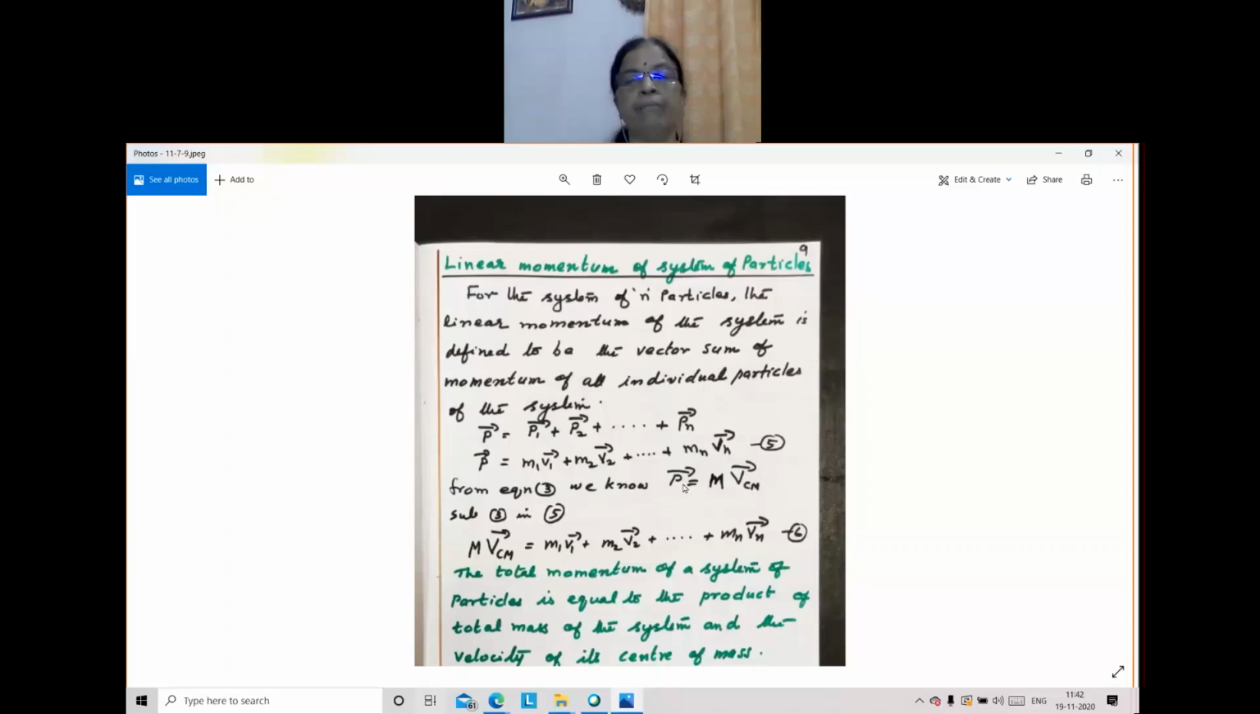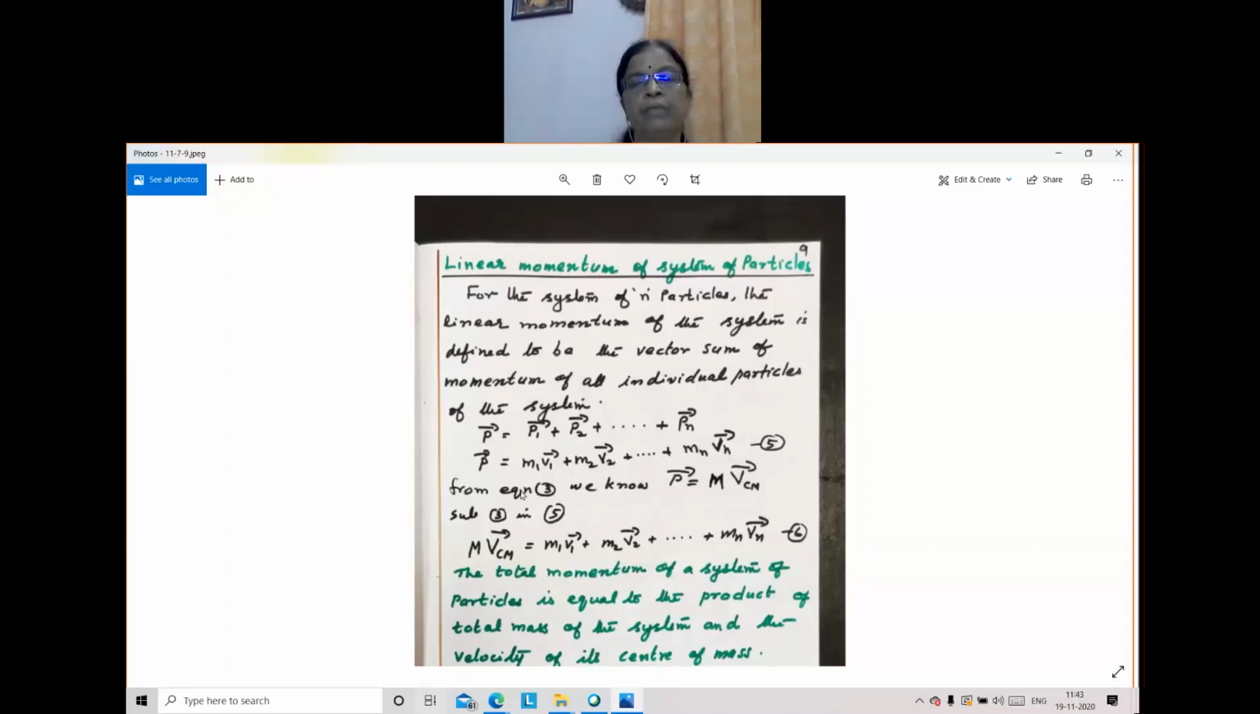P equal to M v, the velocity of the center of mass. M into the velocity of the center of mass is the momentum. Here, this is the momentum of the center of mass, and this is the particles' momentum. Substituting 3 in 5, this will be the total mass into the velocity of the center of mass.